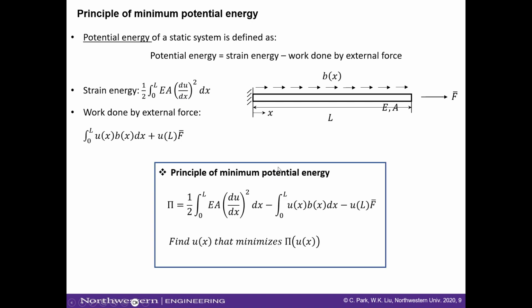So if you plug this in, you can formulate your principle of minimum potential energy, or the potential energy Pi, as this. And you want to find the solution field u(x), just a function, that actually minimizes this potential energy. So that's it. This is an alternative way of solving the same problem through the weak form, or the principle of minimum potential energy.